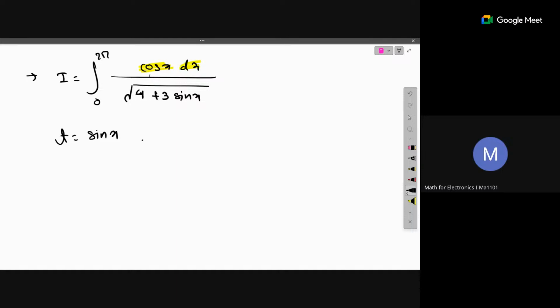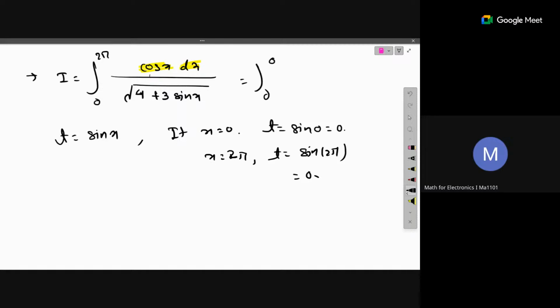If you take t is equal to sine x, then if x is equal to 0, t is also equal to sine 0, which is 0. And if x is equal to 2 pi, then t is sine 2 pi, which is again 0. So ultimately, with this substitution, we will get integration from 0 to 0. And dt will become cos x dx, so this cos x dx will change to dt, and we integrate 4 plus 3t.